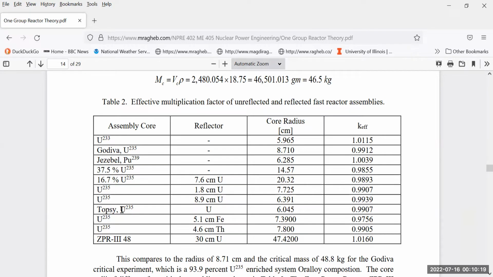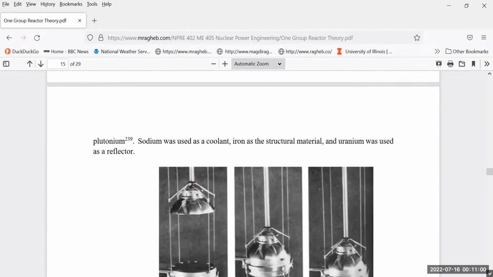Obviously, nuclear reactors are not just pure uranium-235 or plutonium-239. So you'll find that they started building reactors like ZPR-3-48, that's zero power reactor number 3. And you could see now that they used reflectors to reflect the neutrons around the bare core in that case. And in that case, you find that the critical masses and the critical sizes are reduced. For instance, with uranium-235, if you place 5.1 centimeters of iron, you decrease your critical radius from 8.7 to 7.4 centimeters in general.